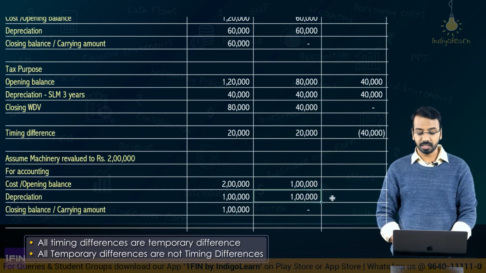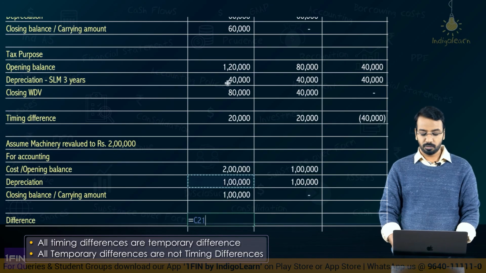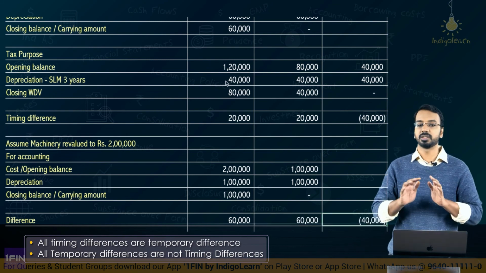So, here, if you see the difference, 1 lakh minus 40,000, 60,000 is the difference, 60,000 the difference and 40,000 is the difference in the third year.